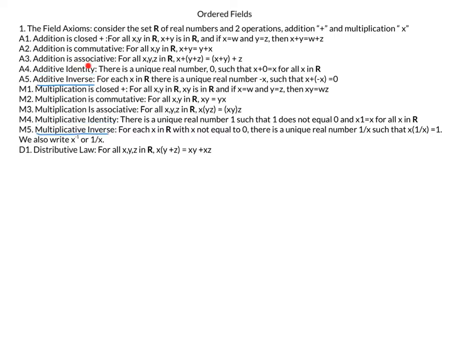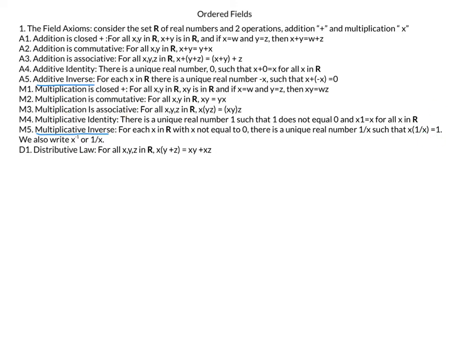Along with the identity, you then get an inverse for both addition and multiplication. For the additive inverse, for each real number x in R, there is a unique real number, we'll call it negative x, such that when you add them together, you get back your additive identity. For the multiplicative inverse, for each x in R with x not equal to 0, there's a unique number, which we designate 1 over x, such that the product of the inverse times x is equal to the multiplicative identity.